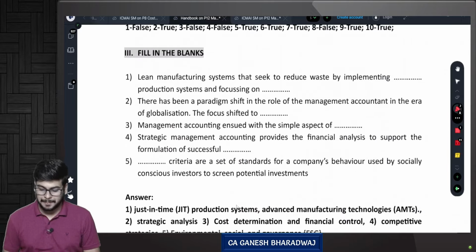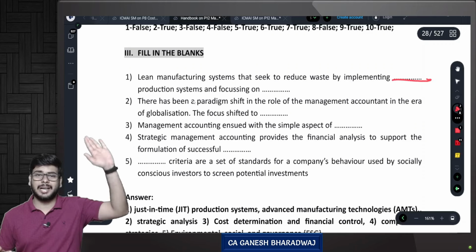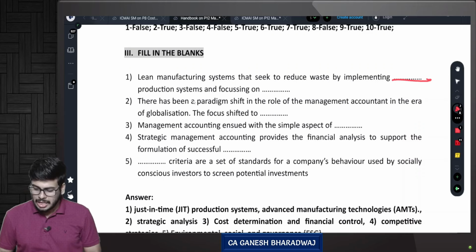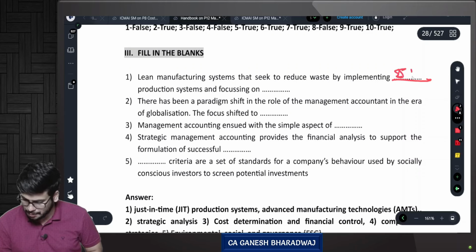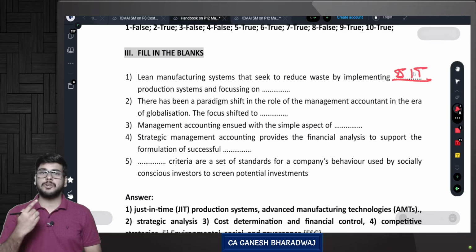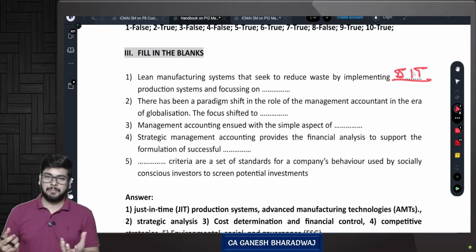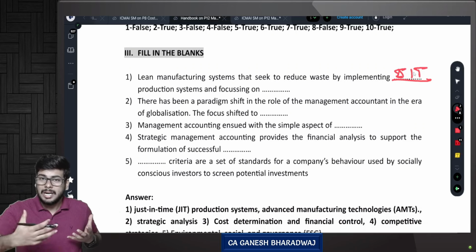Fill in the blanks. Lean manufacturing system that seeks to reduce waste by implementing dash production systems and focuses on dash. We saw that I underlined one area and I told you lean manufacturing system seeks to reduce the waste by implementing JIT manufacturing system, just in time. I gave that restaurant example. Only after you place an order, he will heat the pan or tawa and actually prepare the dosa and give it to you. Basically, this is a pull system.